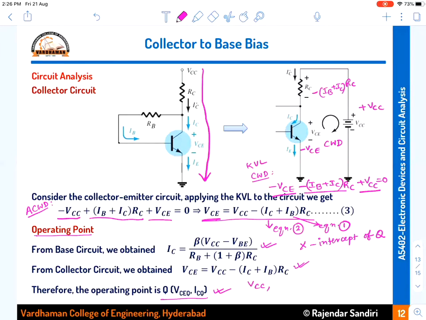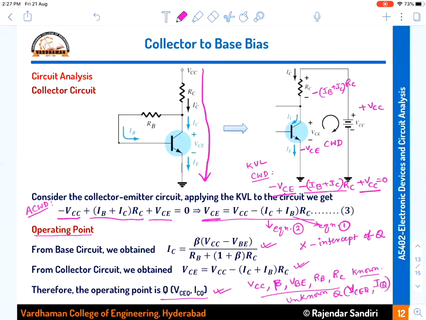VCC is fixed, beta value for a given transistor is fixed, VBE is available, 0.7 for silicon, then RB and RC values are given in the circuit. So these all are known values. Then the unknown values you have to calculate are the operating point intercepts Q: IC, VCEQ and ICQ.